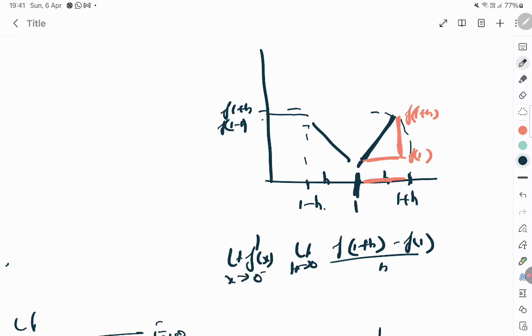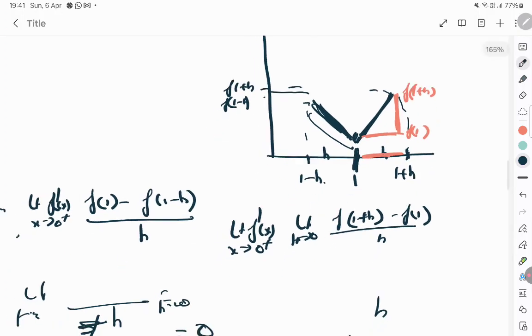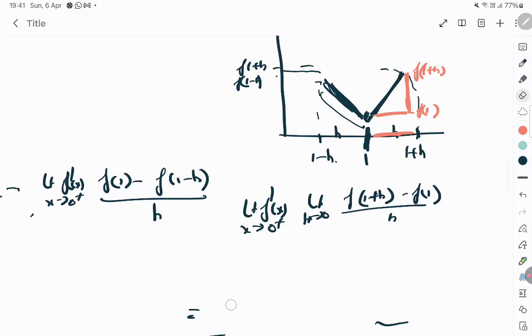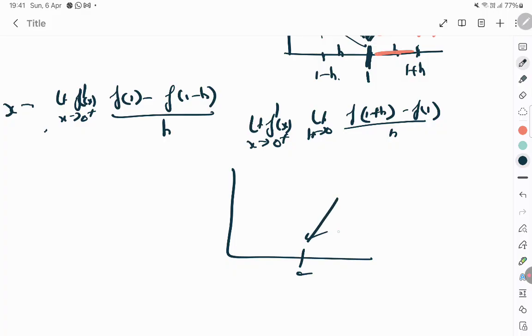x tends to 0 from the right. For the left limit, it's f of 1 minus f of 1 minus h by, the gap is just h again. And this is a limit of f dash of x, x tends to 0 from the left. Are you clear? Thus we have written the two formulas for the left limit and right limit. So supposing if you have a point a, let's see how to write a general formula. It's f of a plus h minus f of a by h is the formula for the right hand limit. What is the formula for the left hand limit?